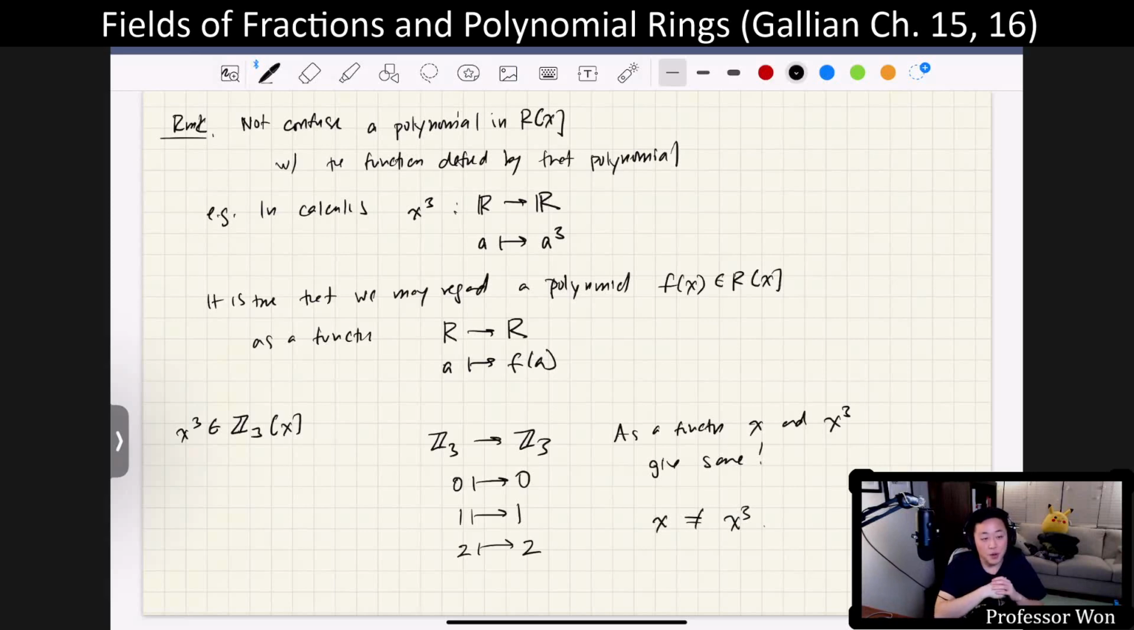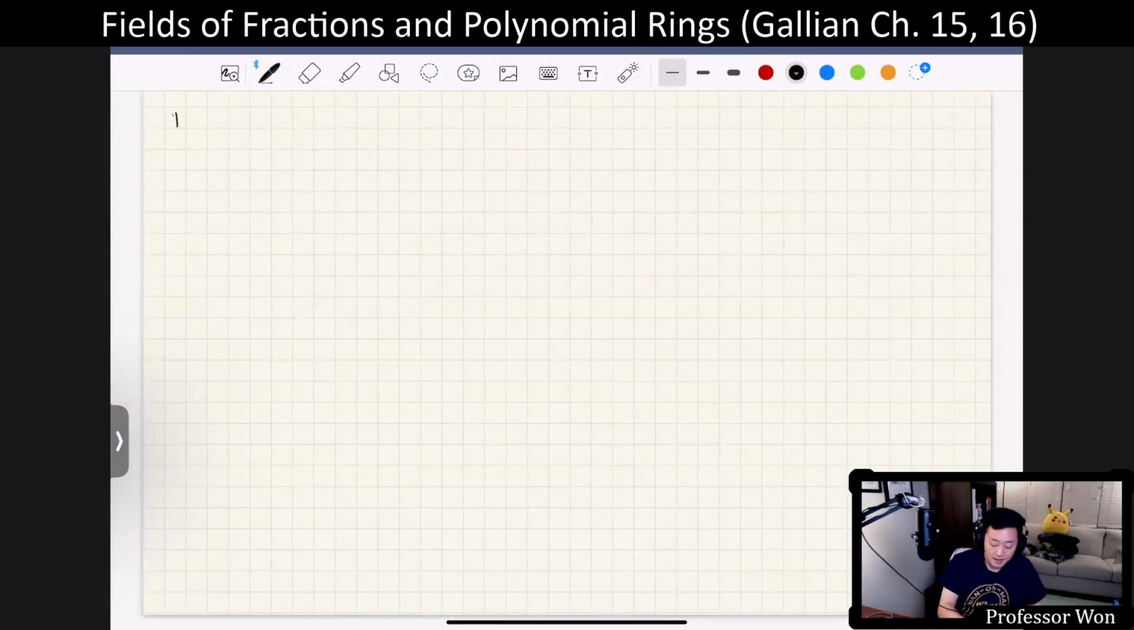So the functions are the same, but the polynomials are different. It is useful to think of polynomials as functions on the base ring. We will do it often, but you don't want to get confused and confuse the polynomial for the function, okay? Let's now define addition and multiplication.